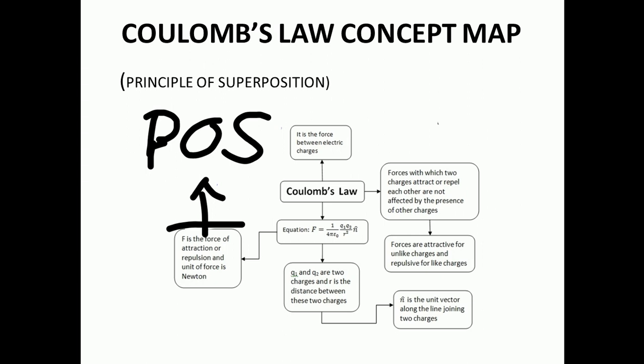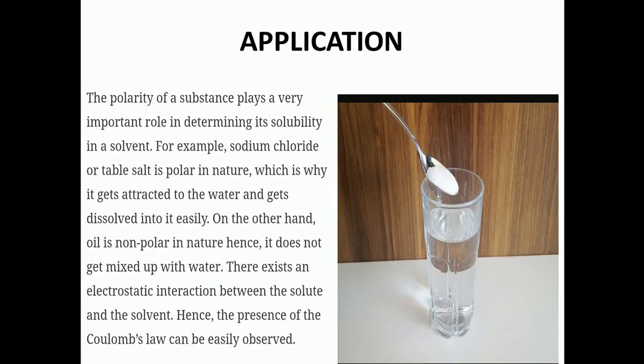Q1 and Q2 are the two charges, and r is the distance between the two charges. The force with which two charges attract or repel each other is not affected by the presence of other charges, is the inference. Forces are attractive for unlike charges and repulsive for like charges. Also, the n vector is the unit vector along the line joining the two charges. So F is a force of attraction or repulsion. The unit of the force is newtons. This on the whole defines the concept map of Coulomb's law.